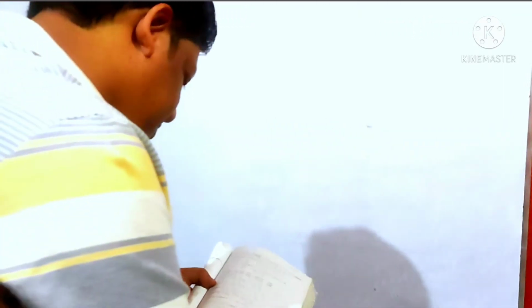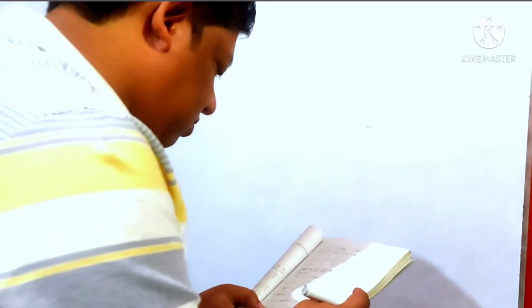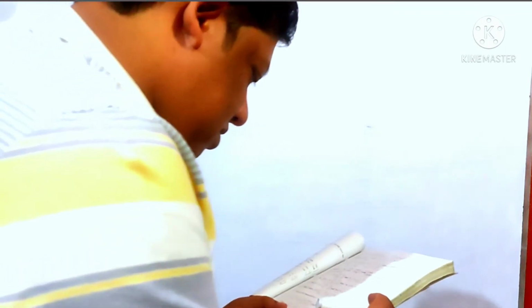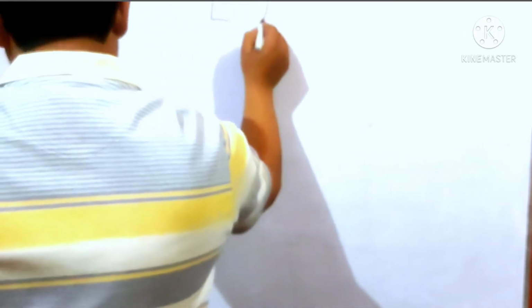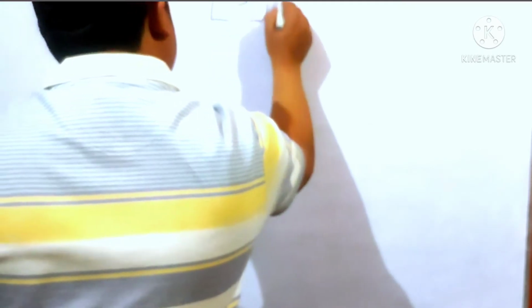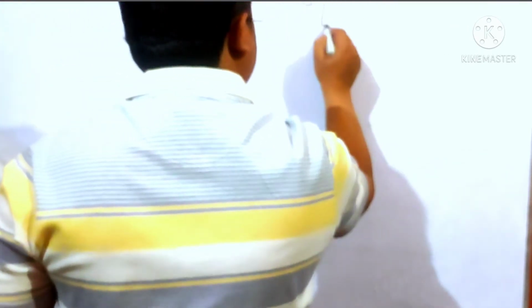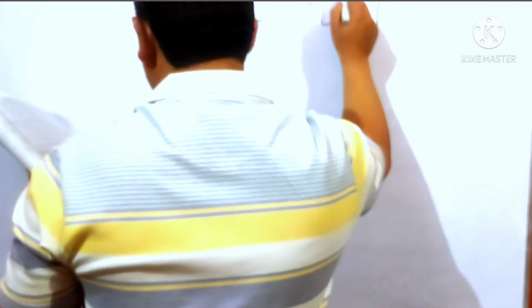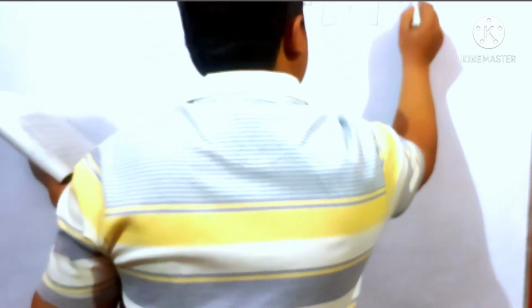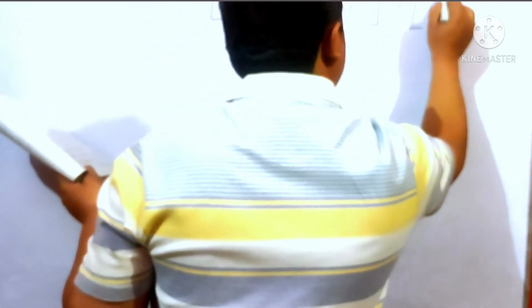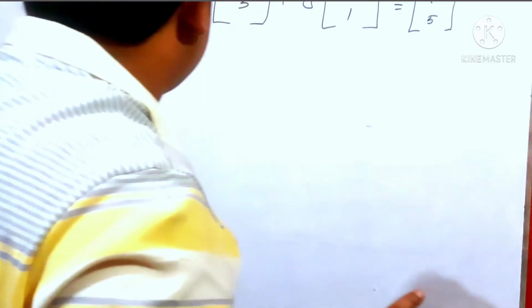Suppose the next question is given to you. Exercise 3.2, question number 11. It is given x and 2 3 plus y minus 1 1 equal to 10 5. You need to find the value of x and y. It is question number 11, exercise 3.2.